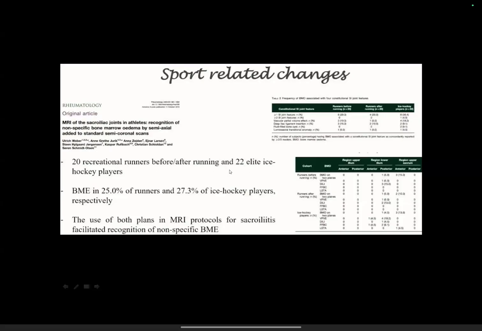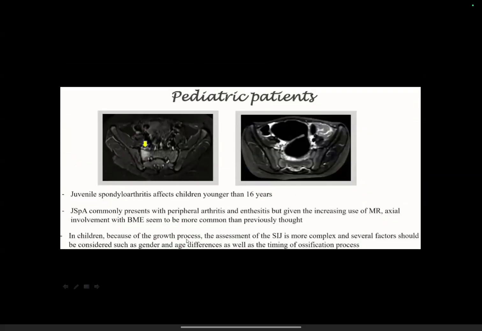So this paper just highlights how recreational runners or people doing sudden unaccustomed exercise are more prone to developing bone marrow edema. Extreme sports people are also prone to developing bone marrow edema, and sometimes that can be reversible with proper conservative treatment.